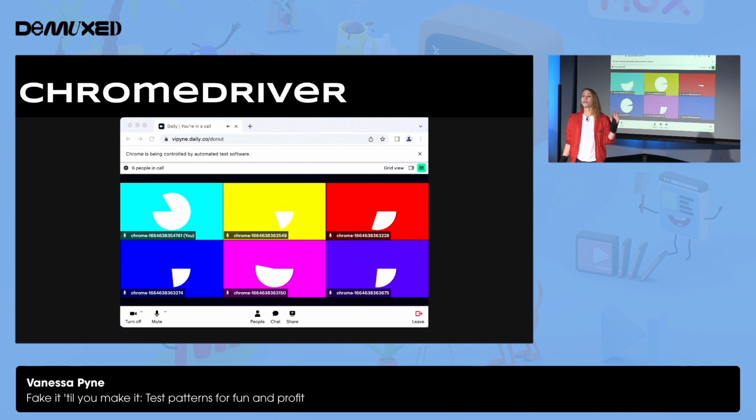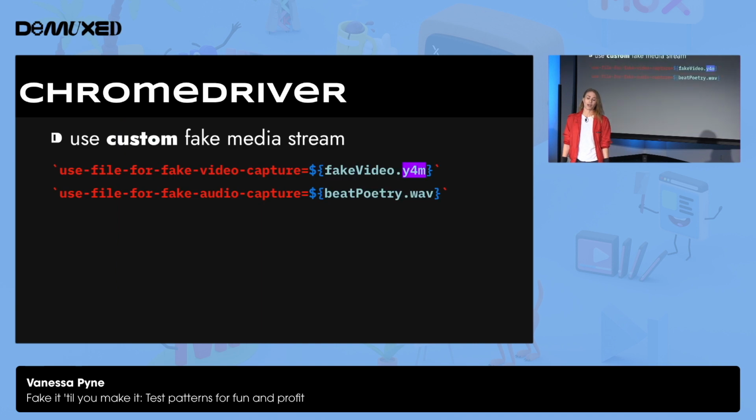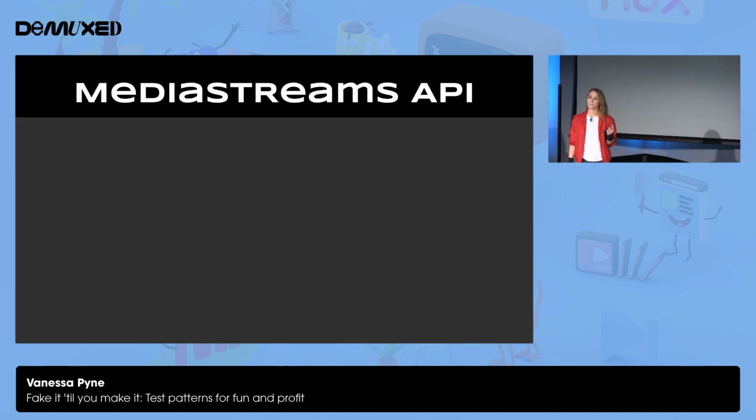With Chromedriver, the world is your oyster, and you have the option to pass in whatever rendered media you like as a test stream. I like bright colors, and I needed to distinguish between multiple call participants, so I made lots of different background colored Pac-Man as a tribute to the Chromedriver's Pac-Man. Use file for fake video or audio capture makes custom media possible. And be sure to use a Y4M container for your video, and Wave is fine for audio.